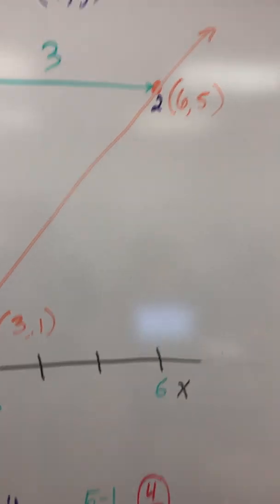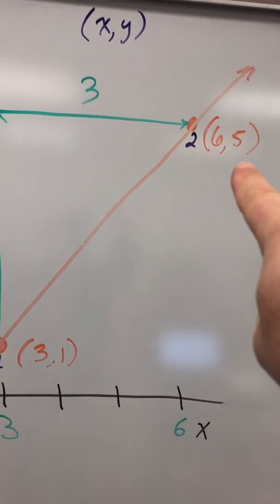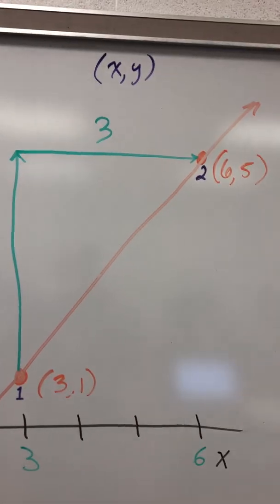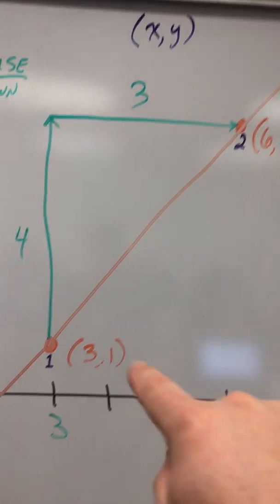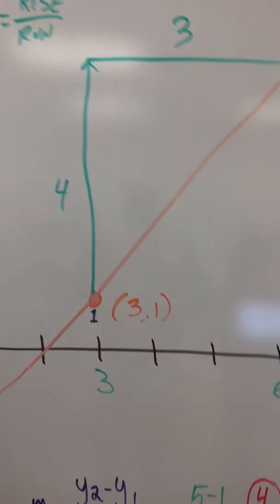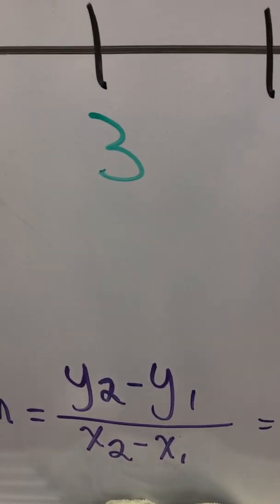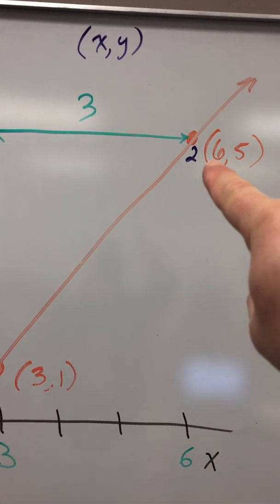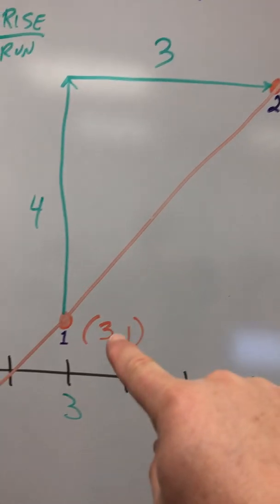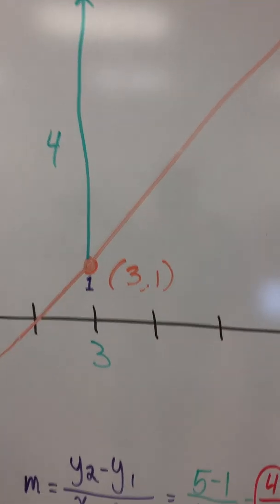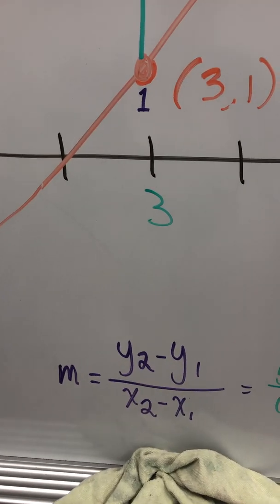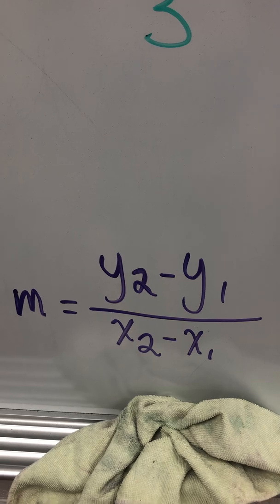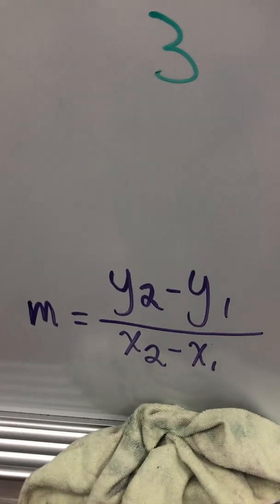So what is that? Would you agree that 5 is the y value? All points are in the form of x, y. 5 is the y value for point number 2. 1 is the y value for point number 1. So we have y2 minus y1. Would you agree also that 6 is the x value for point 2 and 3 is the x value for point 1? So that gives us x2 minus x1. So without having the graph, all we have to do is y2 minus y1 over x2 minus x1.